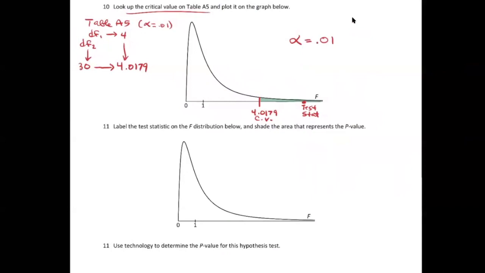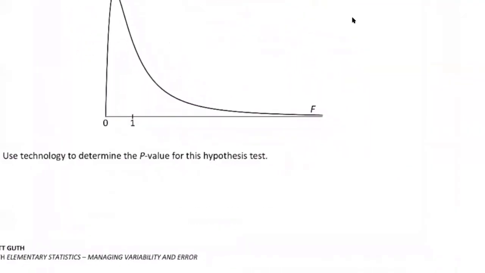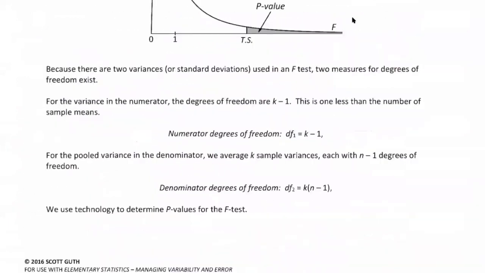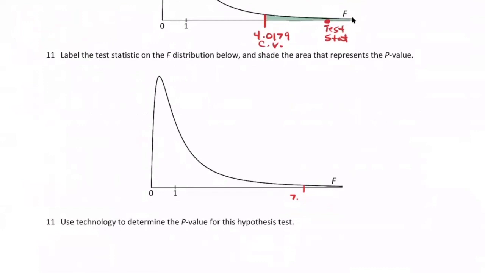Okay, so we've got that. Now they want us to do the p-value. So this time on question 11, we want to put that test statistic, 7.679, and then our p-value will be this tail here.